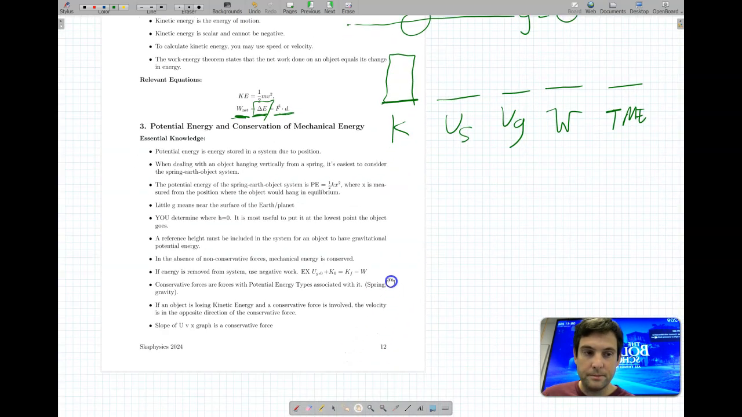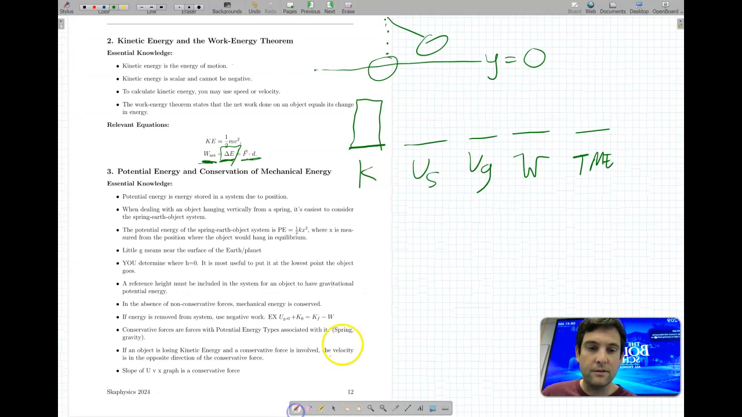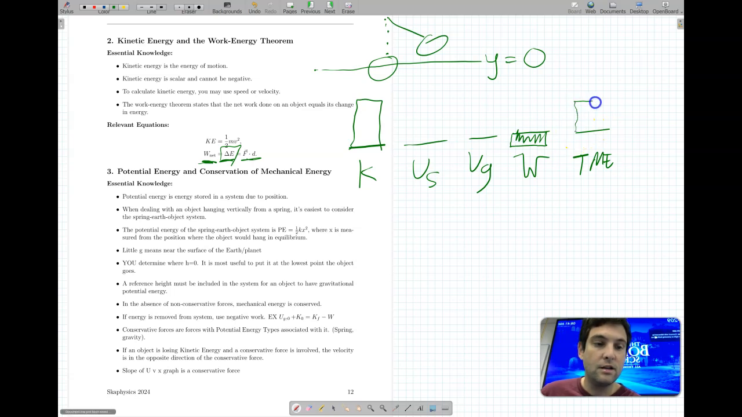On to potential energy. Oh, remember this work term can be negative. So if there's friction acting on this pendulum, we might have some negative work, which is going to decrease our total mechanical energy. If this was 2 and this is 1, or negative 1, then our total energy is just going to be 1 joule left in the system.